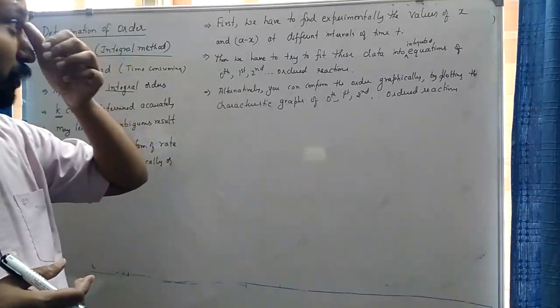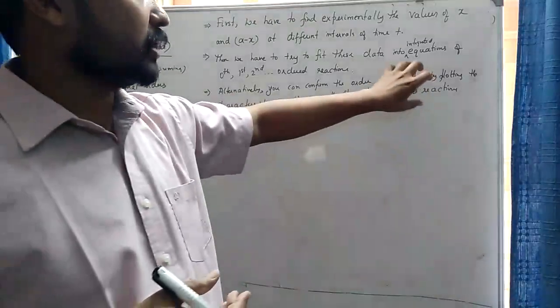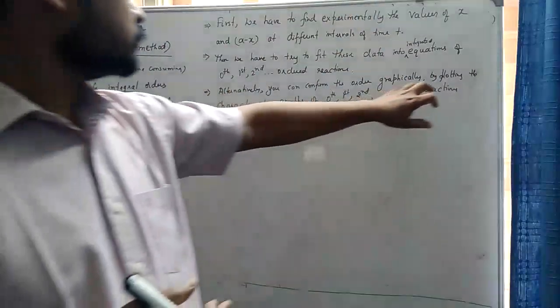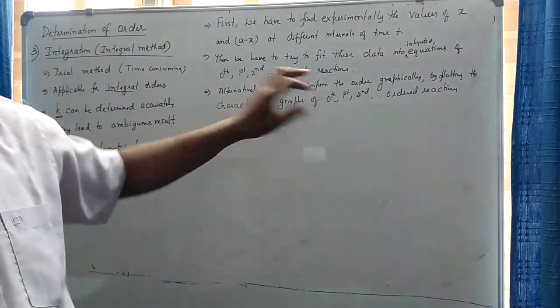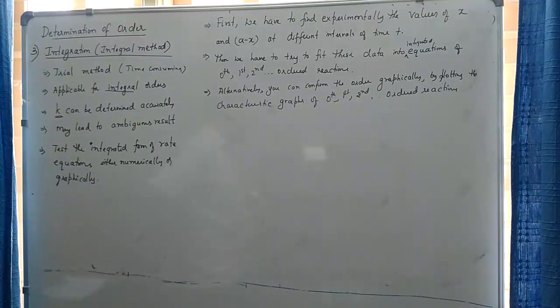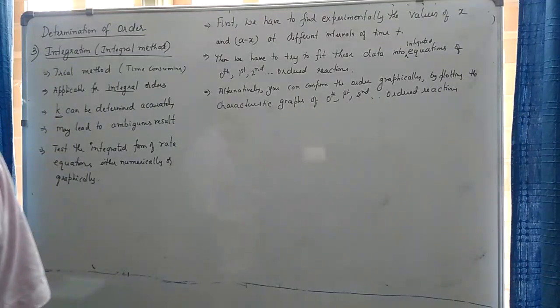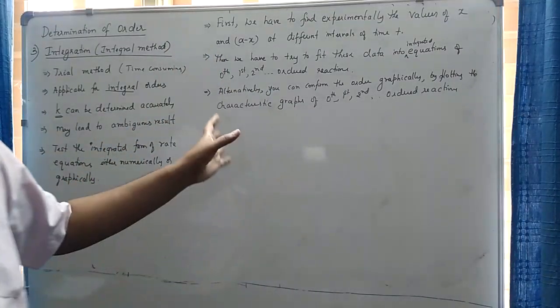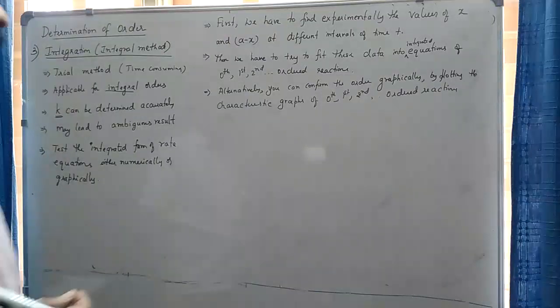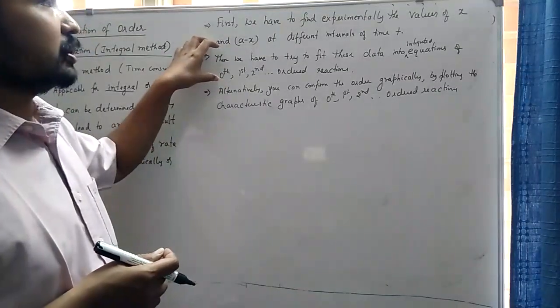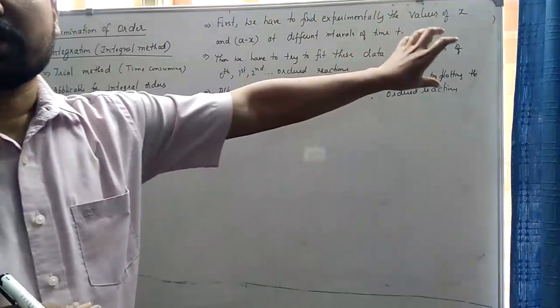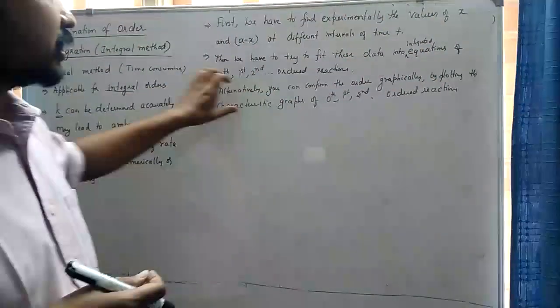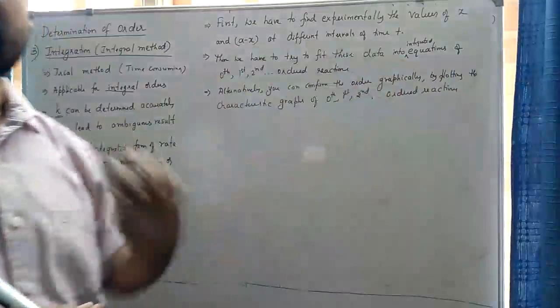Alternatively, we can follow a graphical approach by plotting the characteristic graph of a zeroth order, first order, and second order reaction. Remember, in our earlier classes we discussed the characteristic graphs of zeroth order, first order, and second order reactions. Those basic topics discussed earlier are handy here. So either we can fit this data into an equation, which is the numerical method, or we can fit this data into a graph, which is the graphical method.